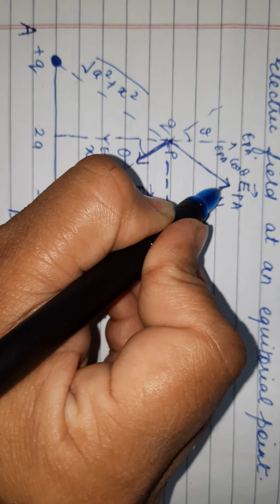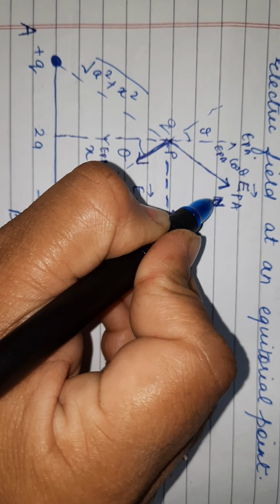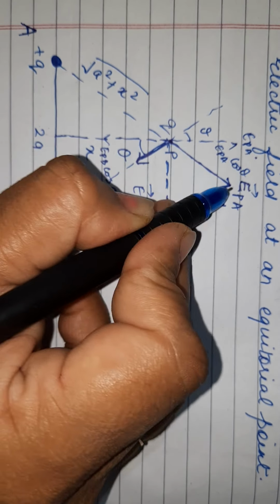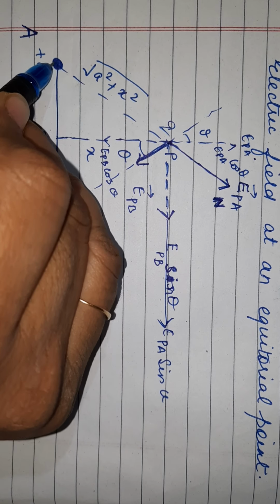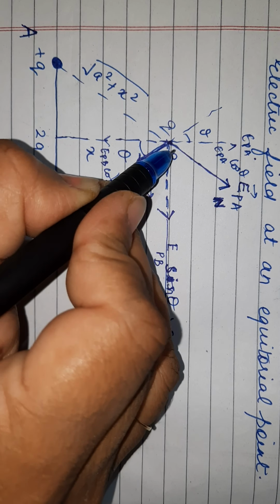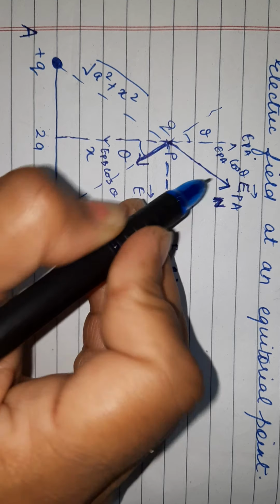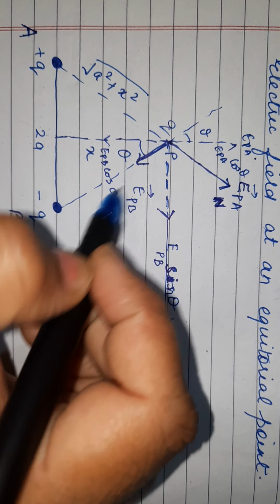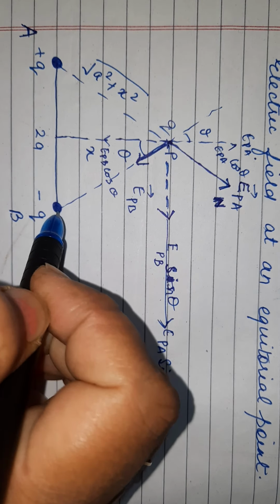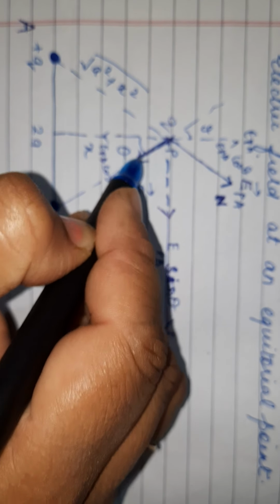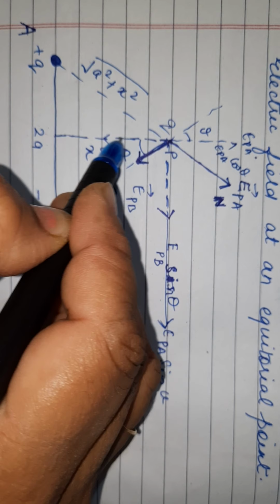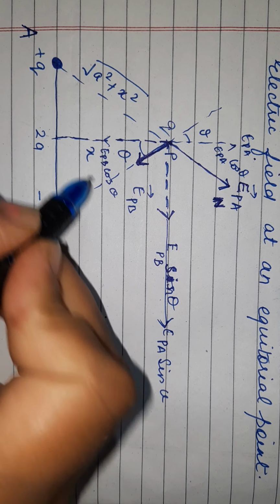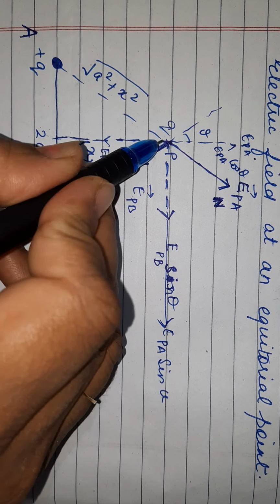It is directed along, this is N. Okay, so this is directed along this direction. So electric field at P due to A is directed along PN. Fine. And electric field at P due to B is directed along this direction. Now this is the perpendicular distance x, this is the perpendicular distance.